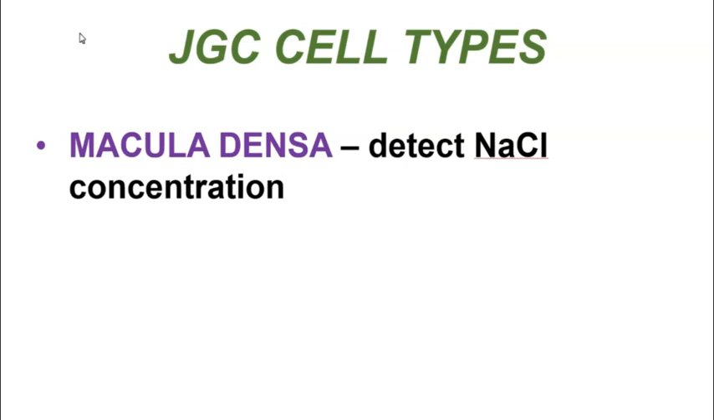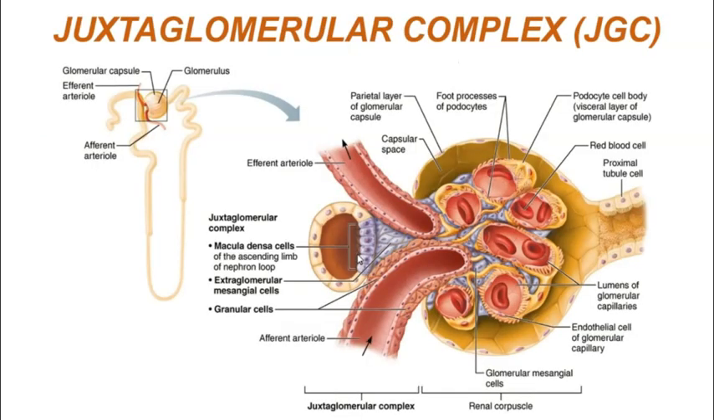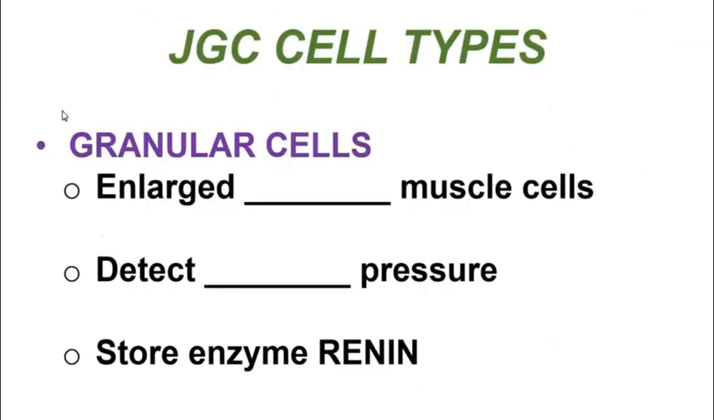We turn our attention to the juxtaglomerular cell types. We'll return to those macula densa cells. These are sodium chloride detectors, so these guys are measuring sodium chloride concentrations within the filtrate. From this diagram here, we can see that this is where filtrate would be passing through. This is the lumen of the ascending limb of the nephron loop here. The macula densa cells are situated in a place that they're able to sense the amount of sodium and chloride that's within the filtrate as it passes by those cells there.